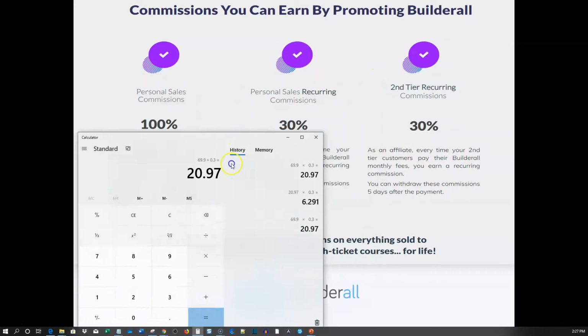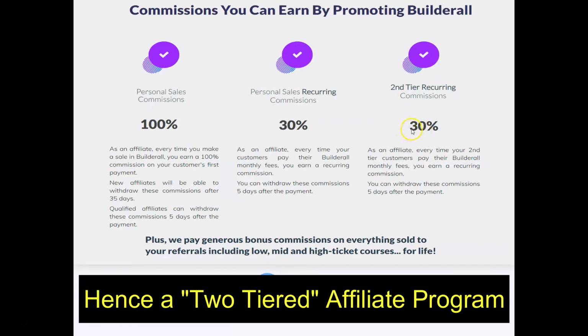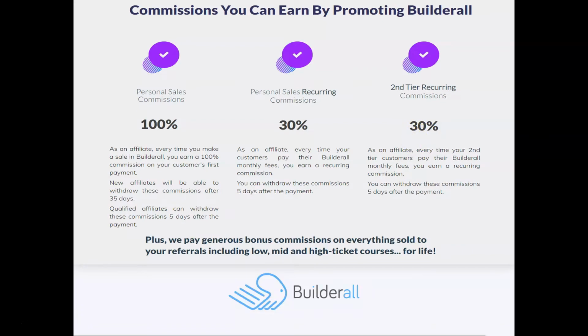So on your first sale, you would earn $69.90 if you sold that plan. Every month after that, you're going to earn $20. If that person then in turn gets somebody under them, they'll fall into the second tier, and you'll earn 30% on that individual depending on whatever plan they come in at. So on to the next page.